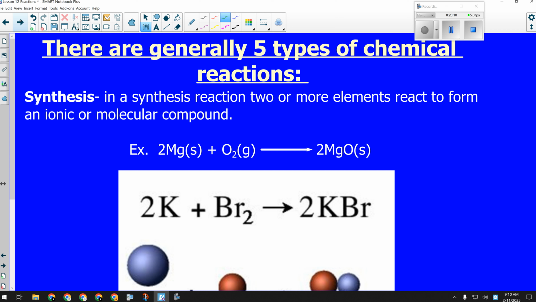All right, first type of chemical reaction that we're gonna talk about is the simplest one, and it's called a synthesis reaction. In a synthesis reaction, okay, two or more elements will react or combine to form a single compound.